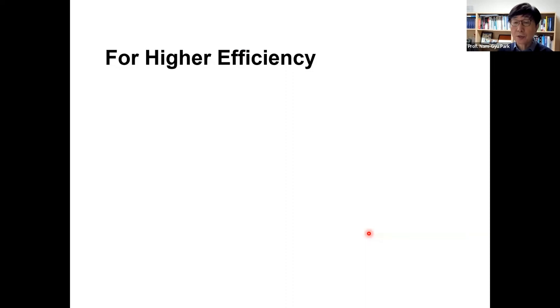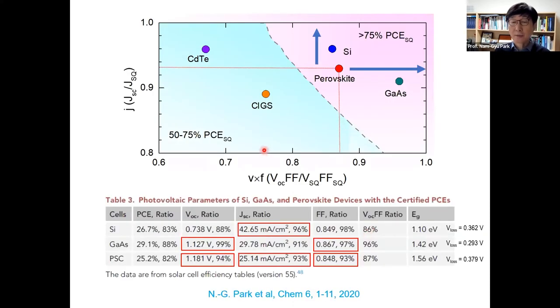For higher efficiency, if you plot the current versus voltage times fill factor, then the perovskite sitting here has a voltage and fill factor slightly higher than silicon, but the current is slightly lower than silicon. And when you compare with gallium arsenide, the current is higher, but the open circuit voltage and fill factor are pretty much lower than gallium arsenide.